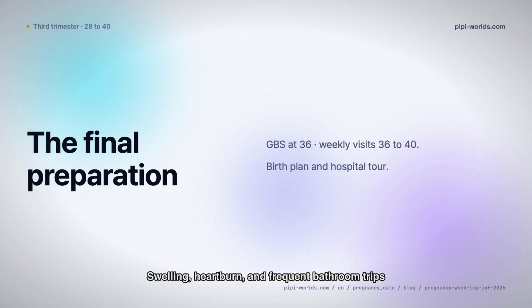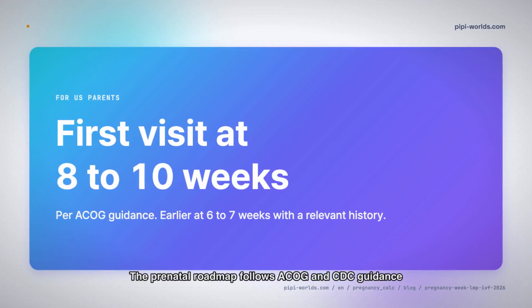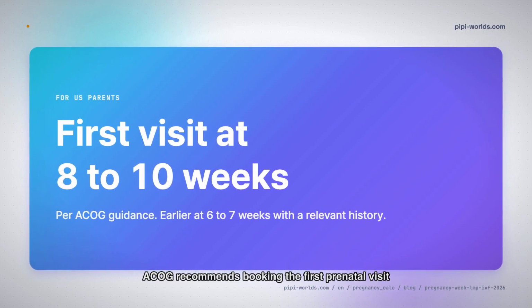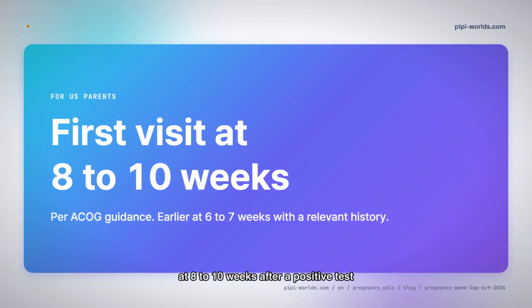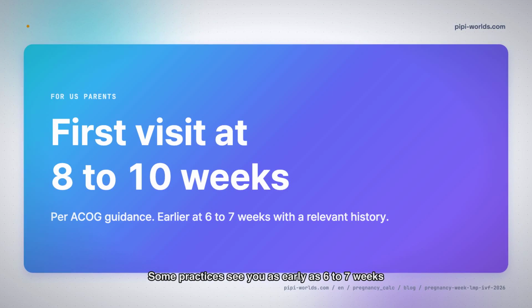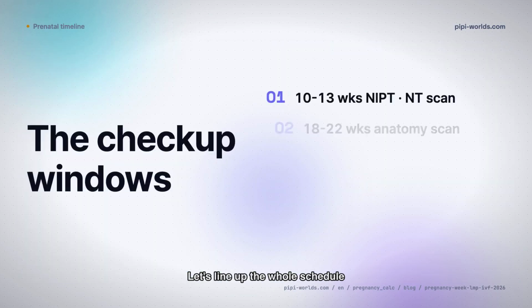Swelling, heartburn, and frequent bathroom trips arrive as the body gets ready. The GBS test comes at 36 weeks. Visits turn weekly from 36 to 40, and the birth plan and hospital tour wrap up the preparation. Here is the part US parents should bookmark. The prenatal roadmap follows ACOG and CDC guidance. ACOG recommends booking the first prenatal visit at 8 to 10 weeks after a positive test. Some practices see you as early as 6 to 7 weeks, if there is a history of miscarriage or fertility treatment.